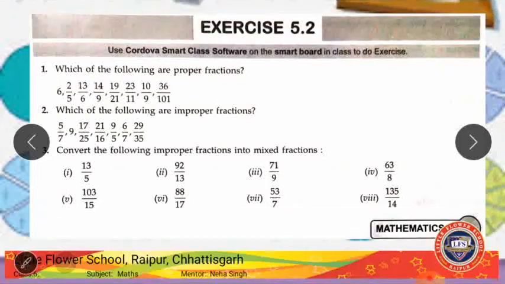So it is not a proper fraction. So which numbers are proper fractions? 2 by 3, 2 by 5? Yes. 13 by 16? 13 by 6? No. Next number? No. 19 by 21? Yes, because numerator is less than the denominator. 23 by 11? No. Numerator is greater. 10 by 9? No. Numerator is greater. 36 by 101? Yes, because numerator is less than denominator, right? Like this you're going to write the answer.